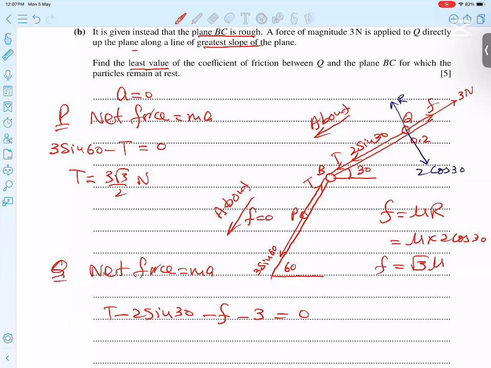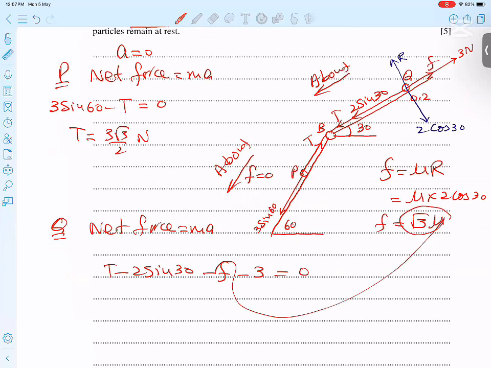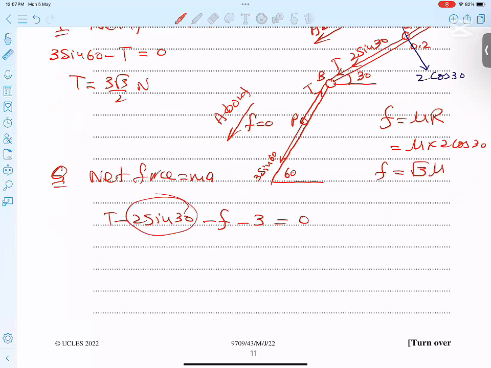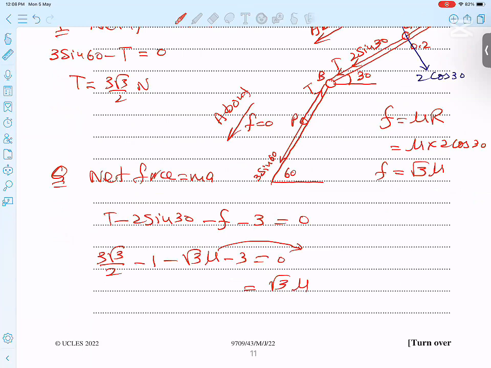Now this is the friction value. Okay, once again, let me reconfirm. So cos 30 is root 3 by 2 into 2, correct. So just confirming that it is right. So this value comes here and the tension value comes from here. And 2 sine 30 is 1. So I got 3 root 3 over 2 minus 1 minus root 3 mu minus 3 is equal to 0. It will go to the other side. I got root 3 mu and the remaining value I just type in the calculator.